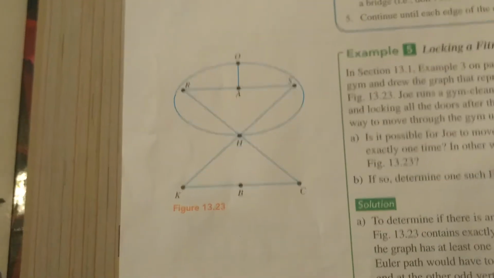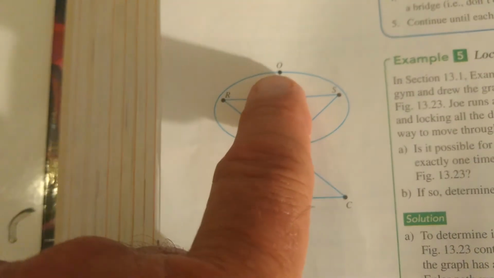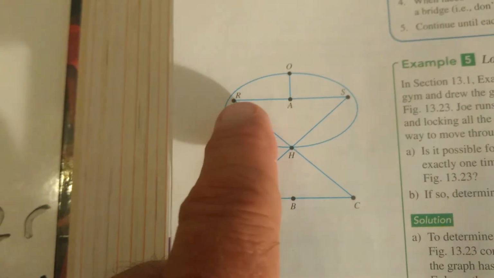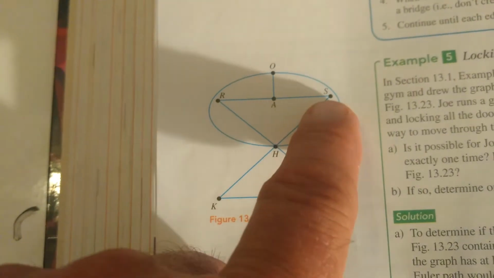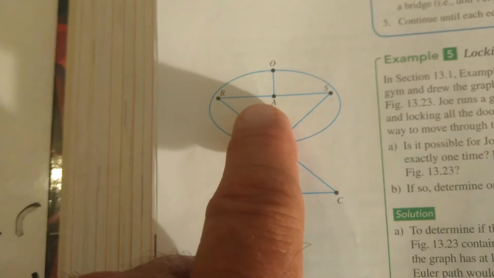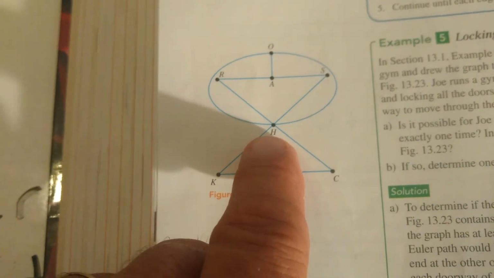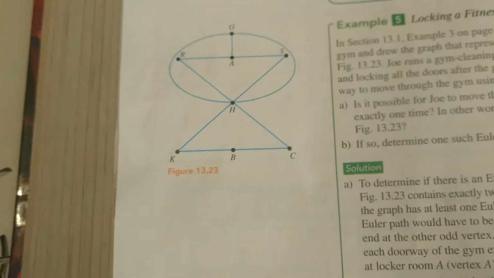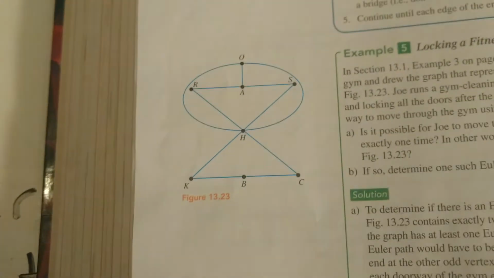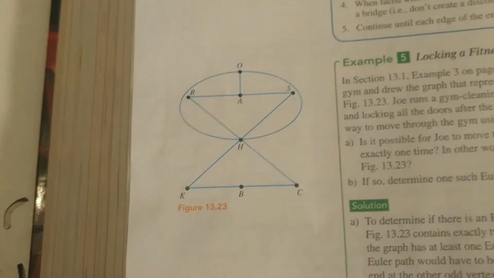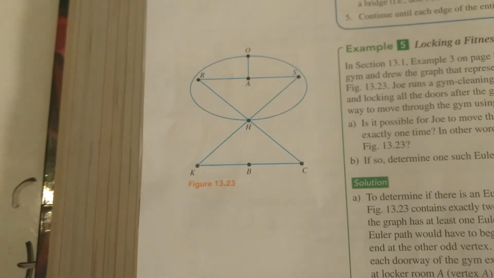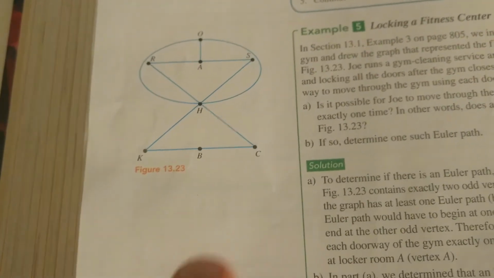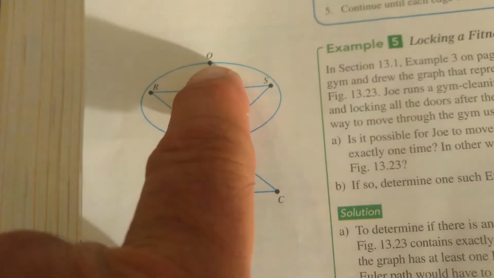So if we look at this diagram of the gym, see how O has an odd number of edges, it has 3. See how R has 2, S has 2, A has 3. H has 6, 2, 2, 2. So we have exactly 2 odd vertices, which means that's rule 2 for Euler's theorem, which means it has an Euler path. So remember, we have to start at one of the odd vertices by rule 2. So we're going to start at O.